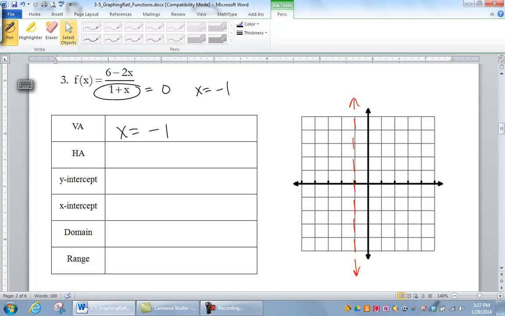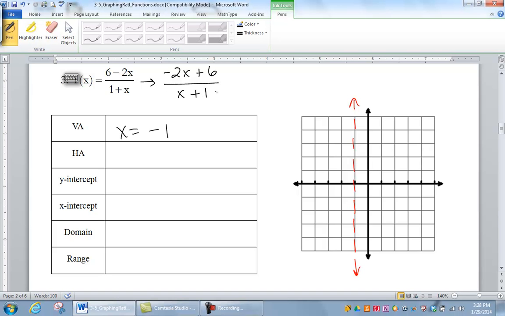Let's see, the degree on the top of this equation. I'll erase this and get it out of the way. The degree on the top is just 1, and the degree on the bottom is 1. So in that case, we use the lead coefficients. And remember, if you want to write these in descending order, like normal polynomials typically are written, it looks like this.